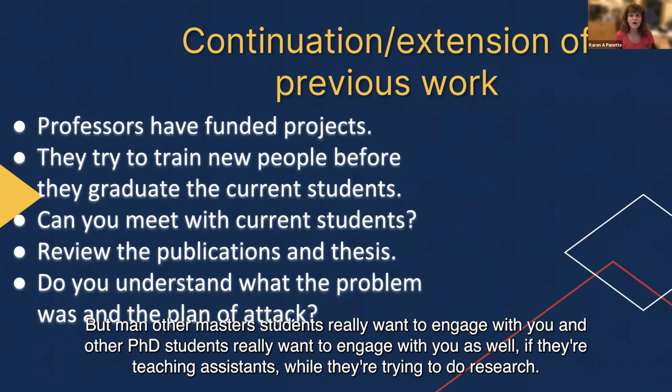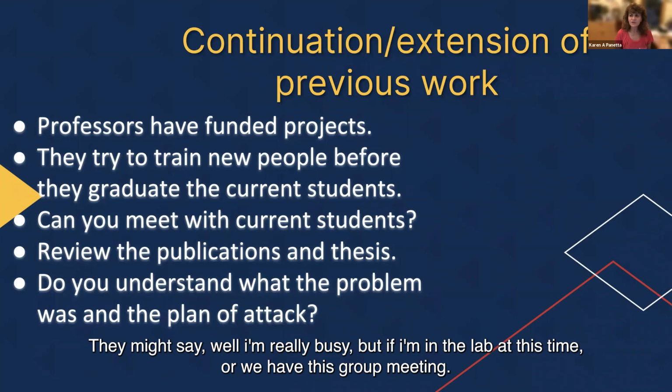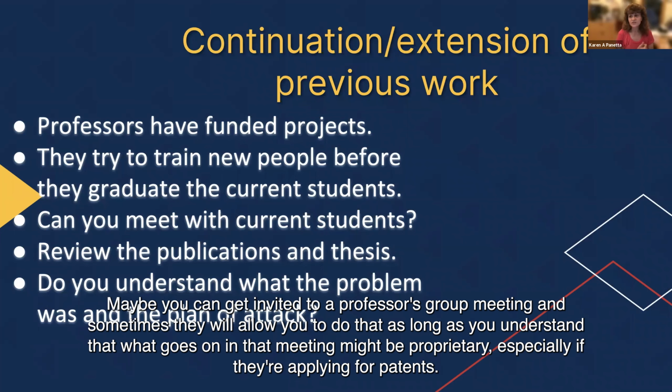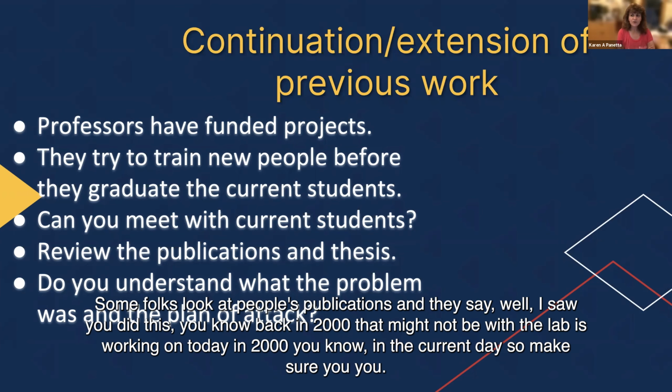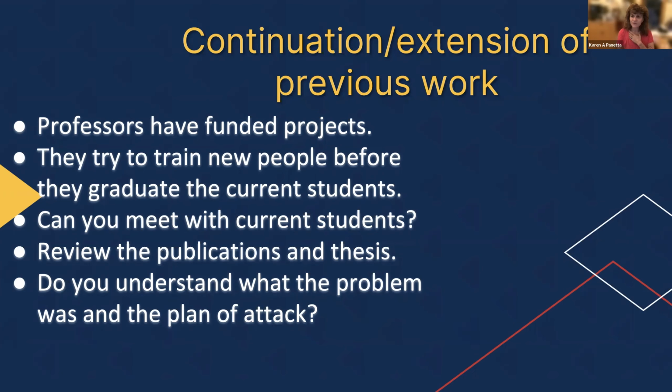If they're teaching assistants while they're trying to do research, they might say, well, I'm really busy, but if I'm in the lab at this time, or we have this group meeting, maybe you can get invited to a professor's group meeting. And sometimes they will allow you to do that as long as you understand that what goes on in that meeting might be proprietary, especially if they're applying for patents. So, review the publications and the thesis of a current student that's there right now, or a student that just recently graduated. Some folks look at people's publications and they say, well, I saw you did this back in 2000. That might not be what the lab is working on in the current day. So make sure you see that.